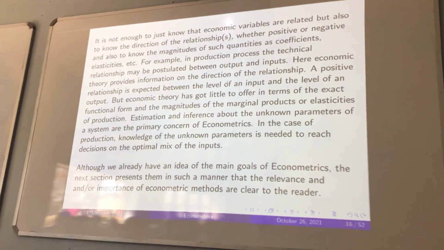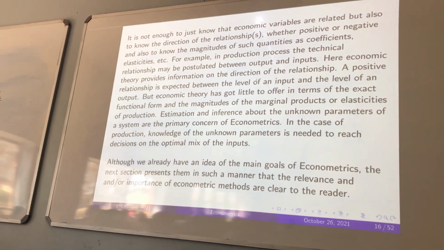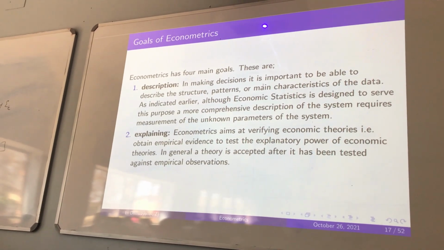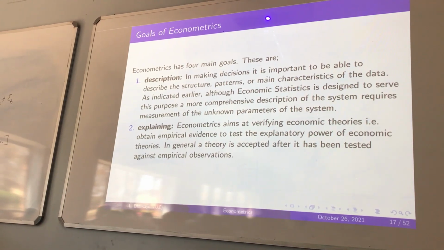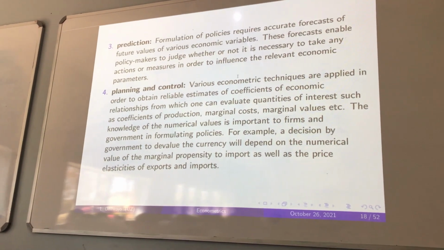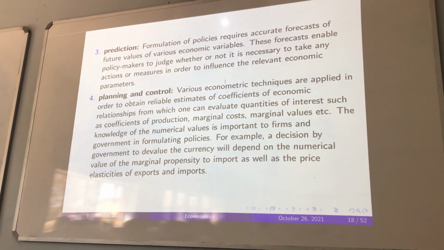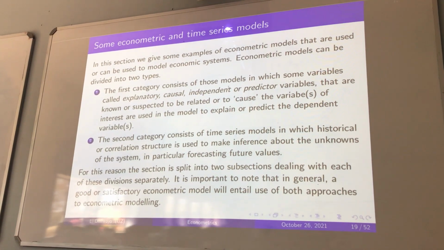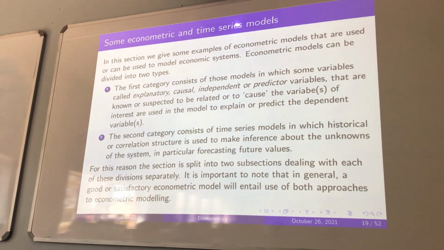Oh, this part here. You can read one by one. Goals of econometrics. Econometrics has 4 main goals. These are description, explaining, prediction, and planning and control. Okay. Which I will assume you can read on your own. They are quite straightforward. Okay.